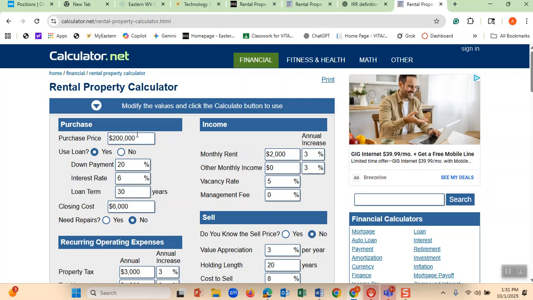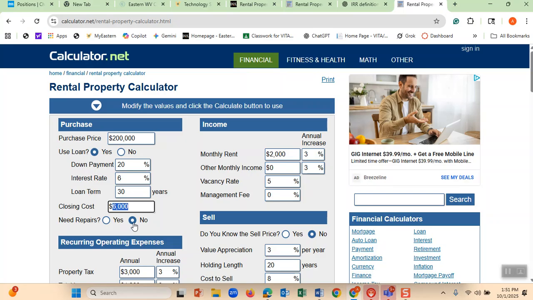Here is my example. I am going to buy a house for $200,000, and I'm going to use a loan, and I am putting 20% down payment. 20% of 200,000 means $40,000. Then the bank is charging me 6%, and the loan is for 30 years, and I have to pay $6,000 of closing costs, assuming that this house doesn't need any repair.